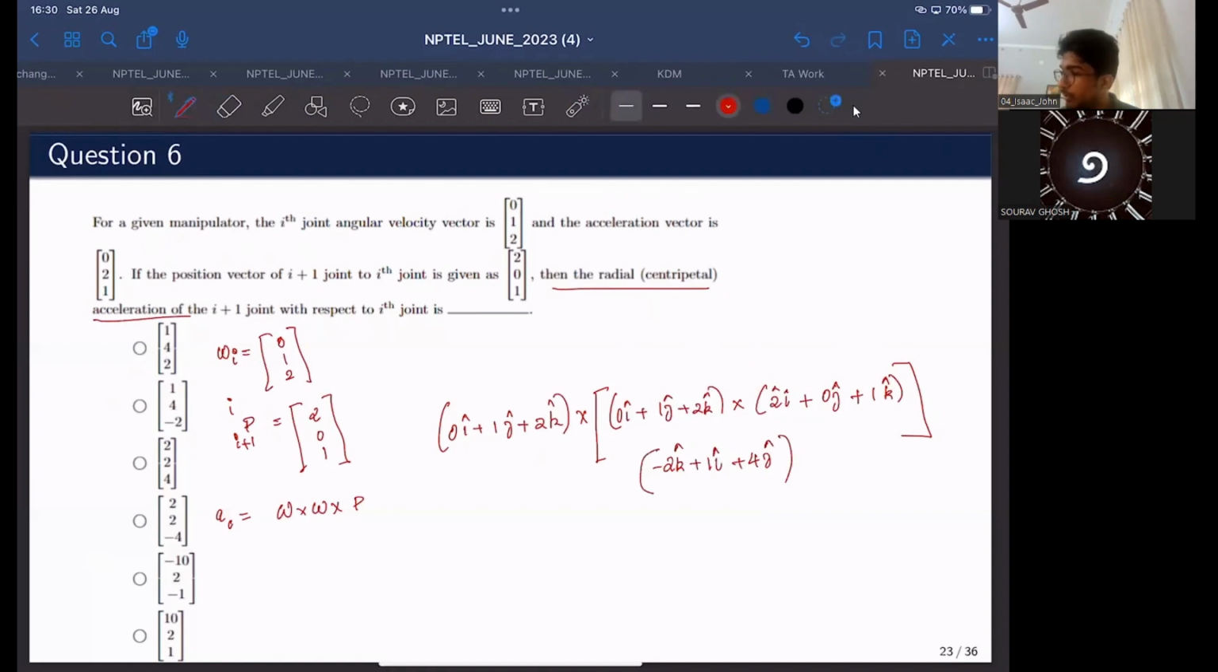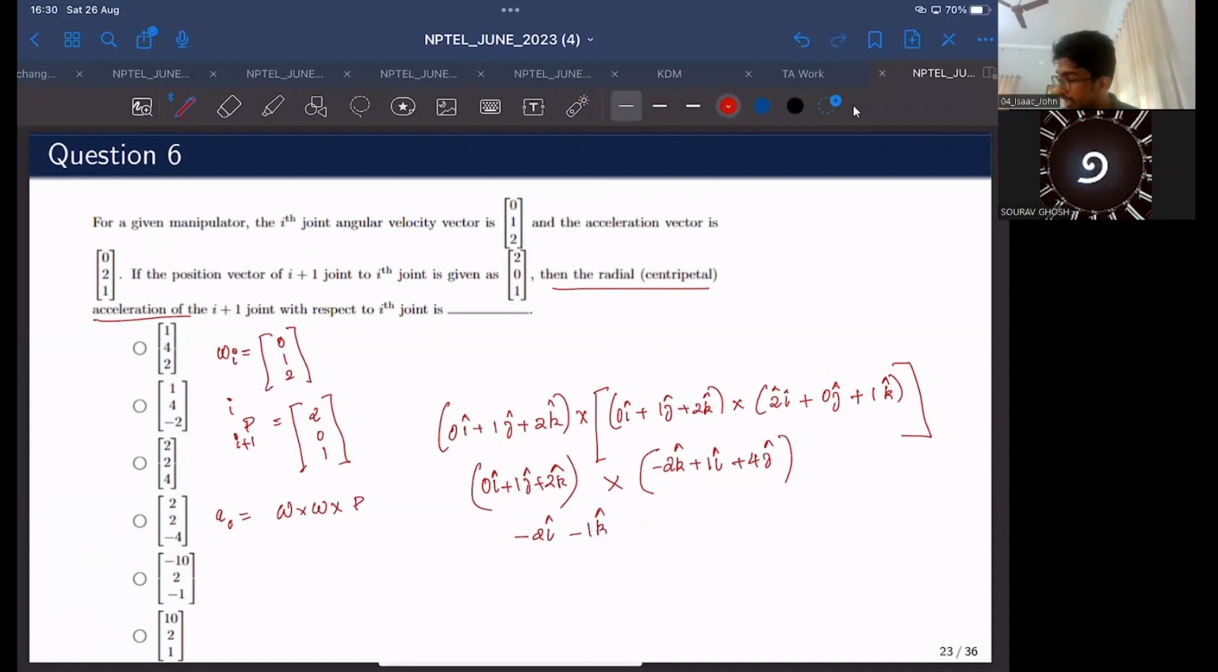Minus 2, 1, 4. Again, we'll have to cross it with 0i plus 1j plus 2k. So again, the 0 terms will have no components. These will all be 0. We'll begin with this term. So 1j cross minus 2k. That would be j cross k is i. We have a minus sign over here, so it will be minus 2i. Then 1j cross 1i would be minus 1k.